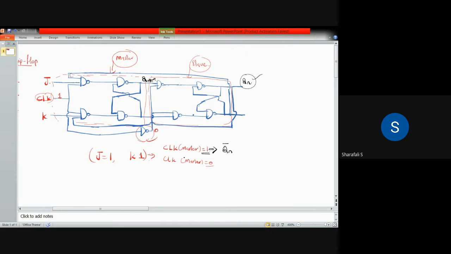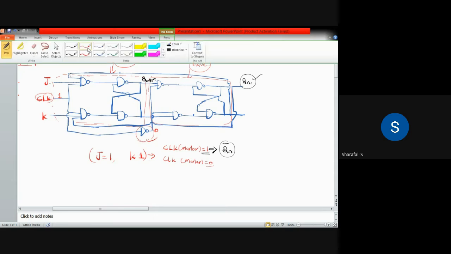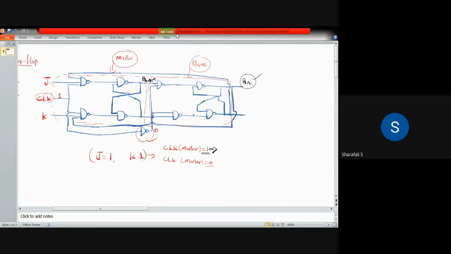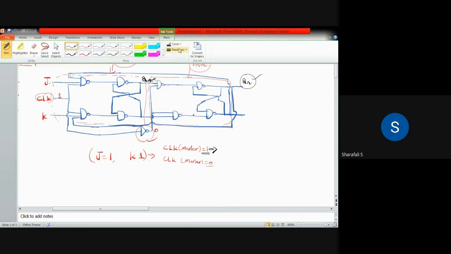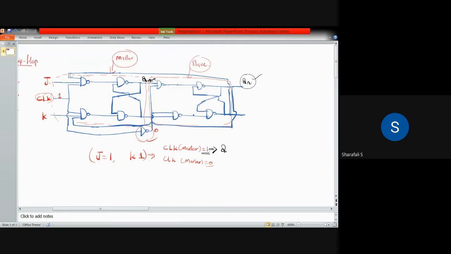Okay, but this is not your final output. This is your Qm. This is not the final output. So Qm, that is the output of the master, will be equal to Qn bar. This output will be toggled, whatever the state is, it will be toggled.